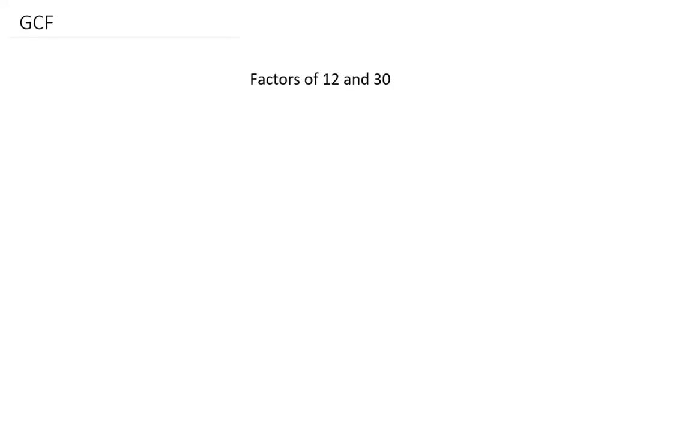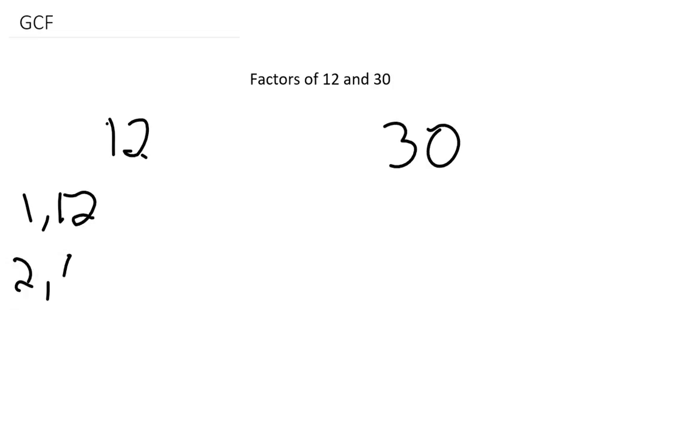When we're talking about a factor of a number, we're talking about two numbers that will multiply together to equal a number. So if we're talking about factors of 12 and 30, if I look at just 12, I can multiply 1 and 12 together, I can multiply 2 and 6 together, I can multiply 3 and 4 together. And those are going to be my factors of 12.